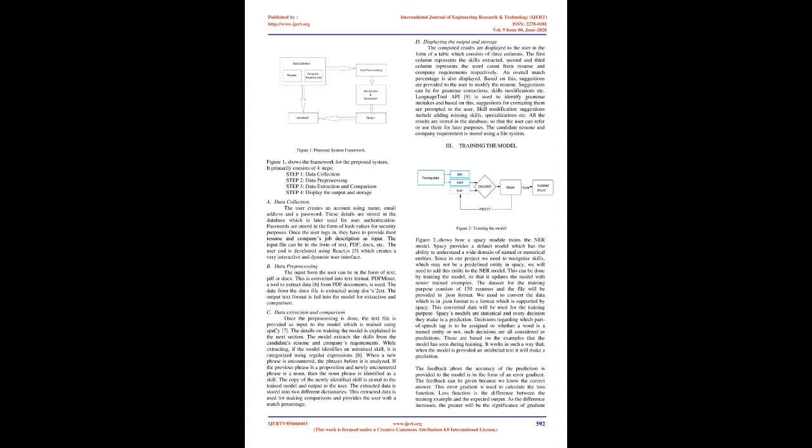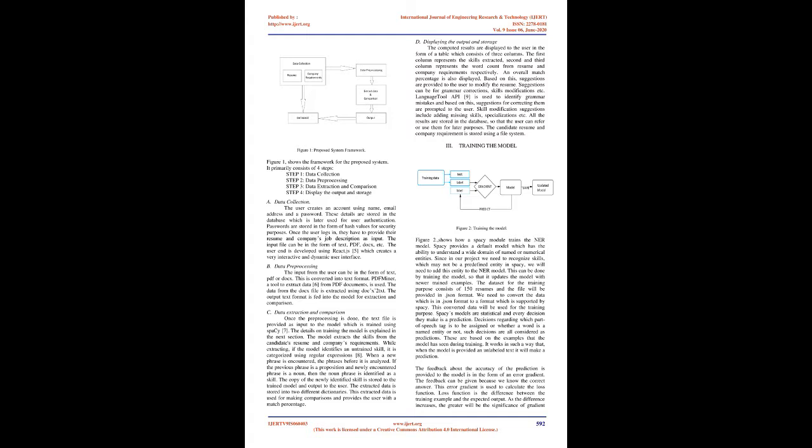When a new phrase is encountered, the phrases before it are analyzed. If the previous phrase is a preposition and the newly encountered phrase is a noun, then the noun phrase is identified as a skill. A copy of the newly identified skill is stored to the trained model and output to the user. The extracted data is stored into 2 different dictionaries. This extracted data is used for making comparisons and provides the user with a match percentage.